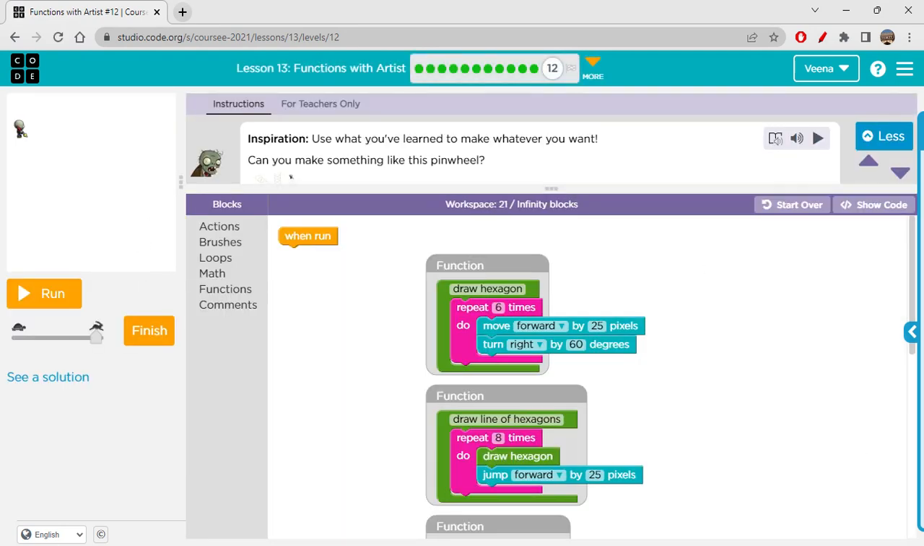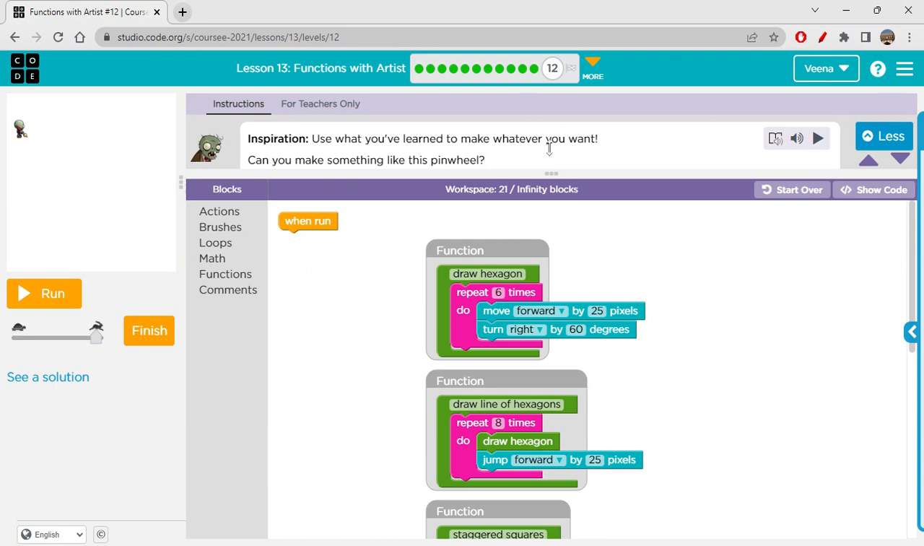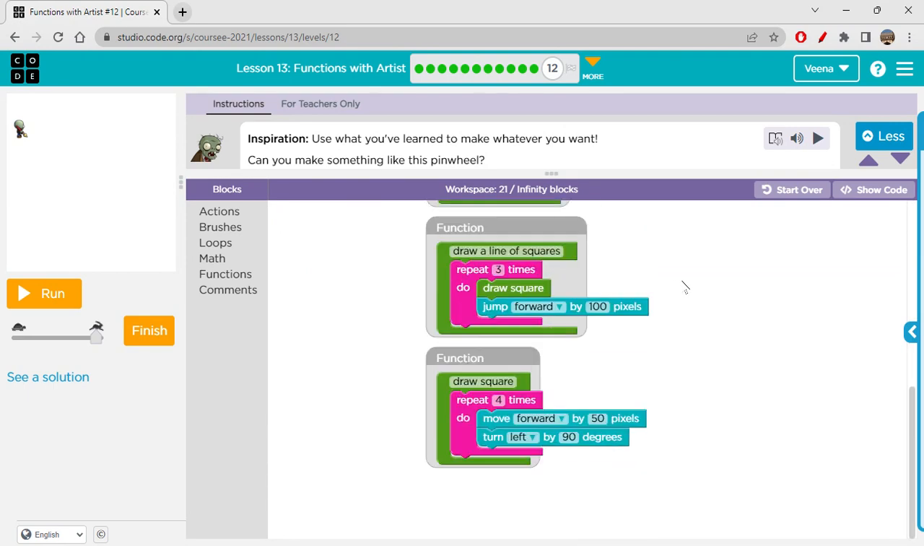Okay, you use what you have learned to make whatever you want. Can you make something like the spin wheel? Spin wheel, yeah, I think we can do something like that. But I actually had some other thing in mind. Maybe I just want to give it a try.